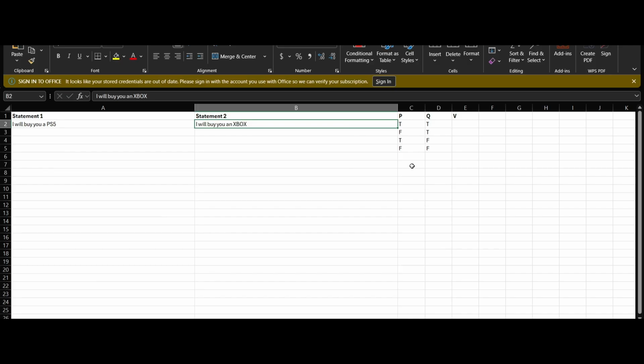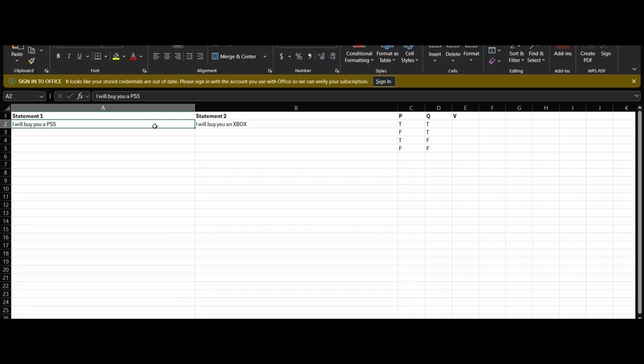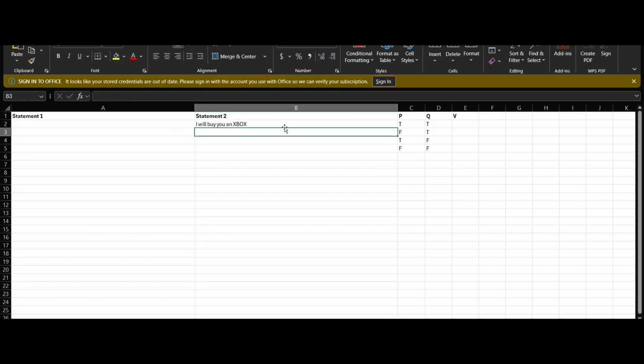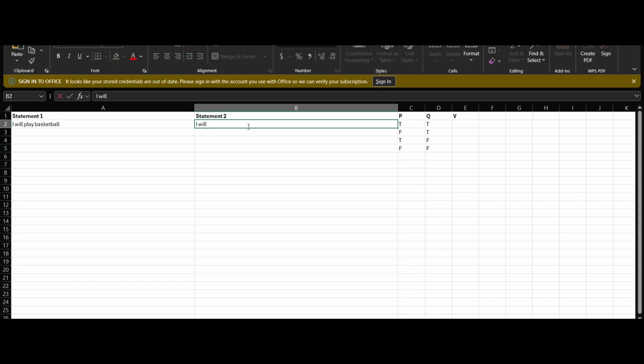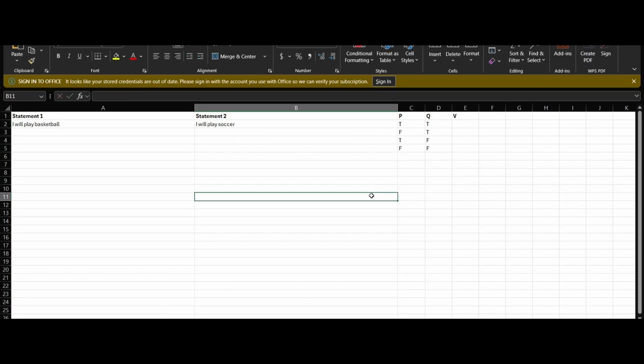Okay. So let's switch out the statements. Okay. So statement one, I will play basketball. And statement two is I will play soccer. So disjunction, it looks like a V. The symbol of disjunction would be a V.